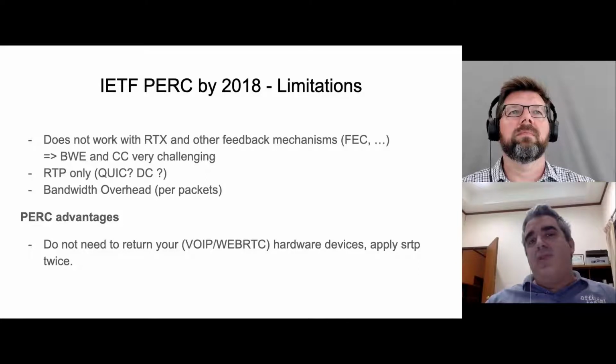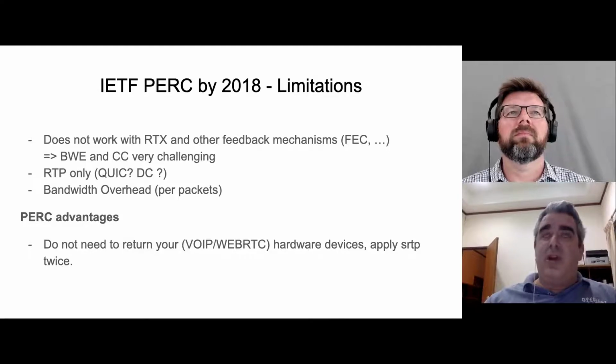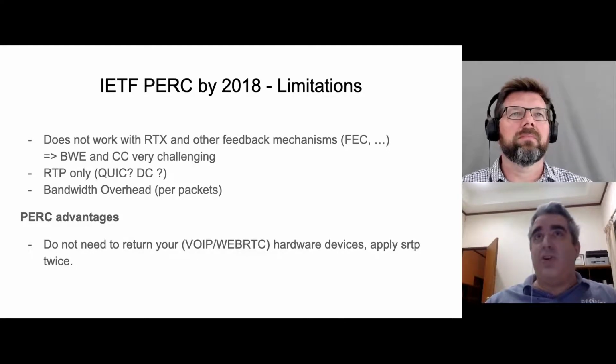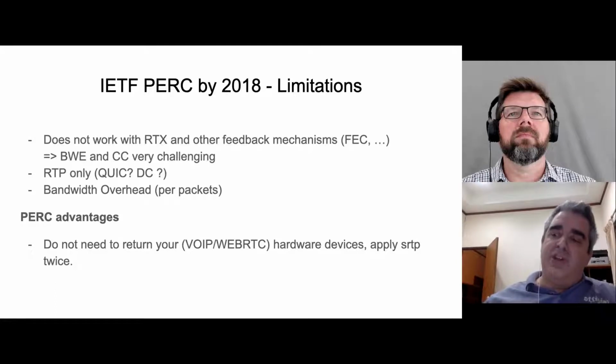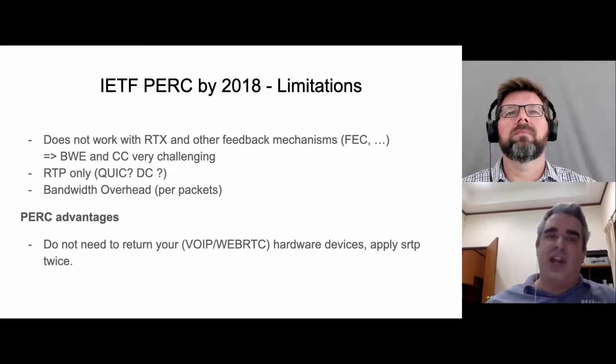By the end of 2018, it was clear that PERC had some limitations. It did not support retransmission and other feedback mechanisms like forward error correction, which made bandwidth estimation and congestion control, so the capacity to adapt to the fluctuation of the network, very, very, very challenging.